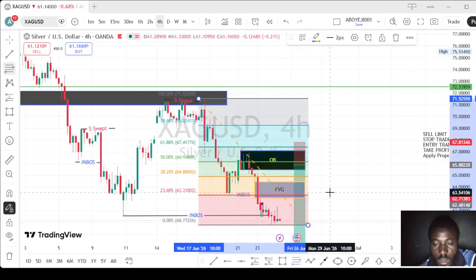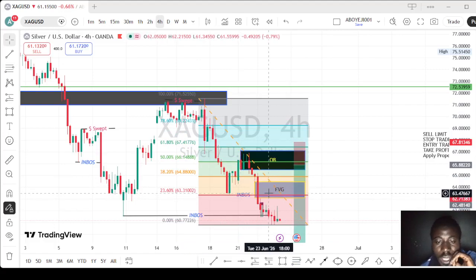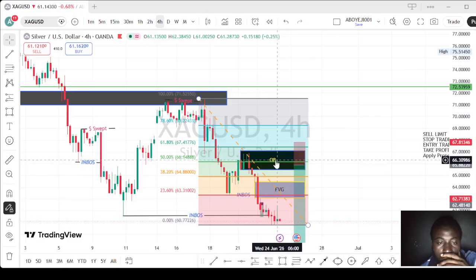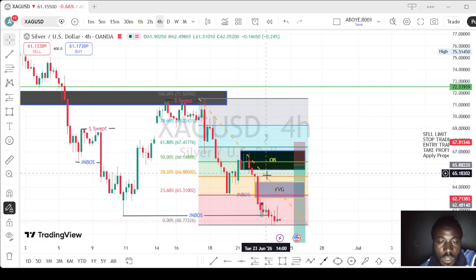Fibonacci retracement. This is it. If the market cannot retrace from this, because this is a very dangerous zone. This FVG is not valid, but the market is coming to this. This is 50%. If the market can come to this 50%, definitely we are selling the market.